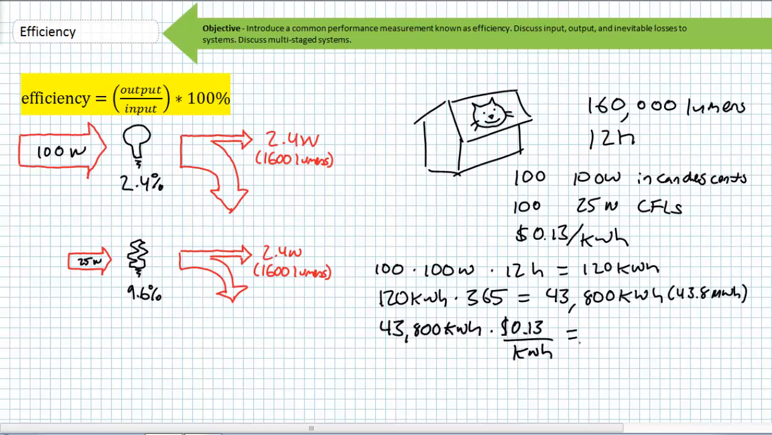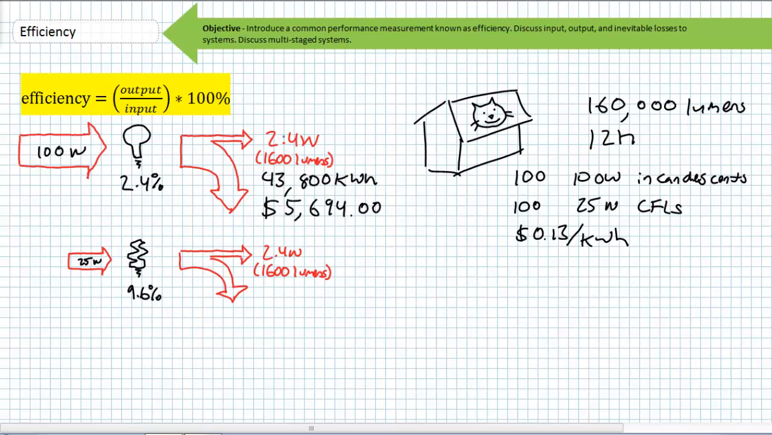For consuming 43,800 kilowatt hours, and we're being charged 13 cents per kilowatt hour, our total annual costs will be $5,694 for the use of 100 100-watt incandescents. We'll stick those figures over there. Let's do the same thing for the 125-watt CFLs.